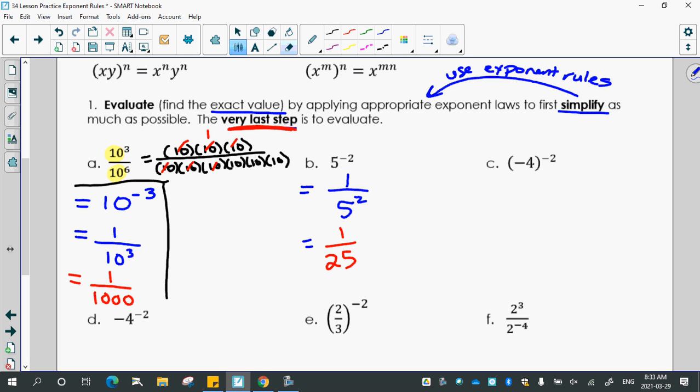Now, negative 4 to the negative 2. Do I need brackets? Yes, good, because negative 4 is the base, not 4. Perfect, so that would be our using-the-rule step, and this would be our evaluate step. Negative 4 times negative 4 is positive 16, so the answer is 1 over 16.